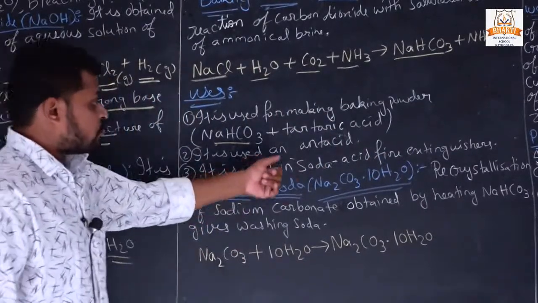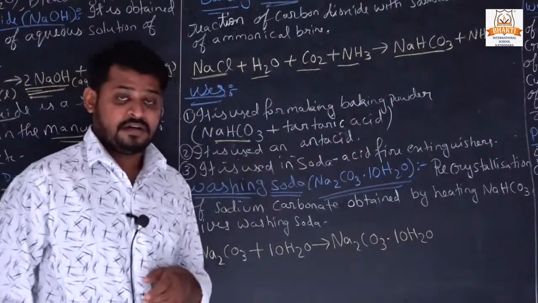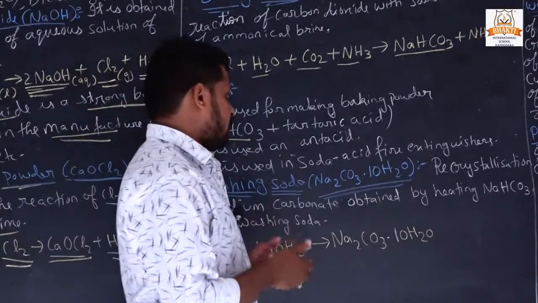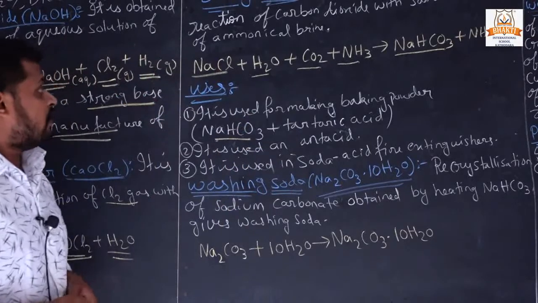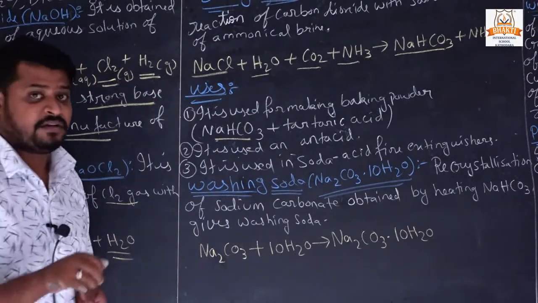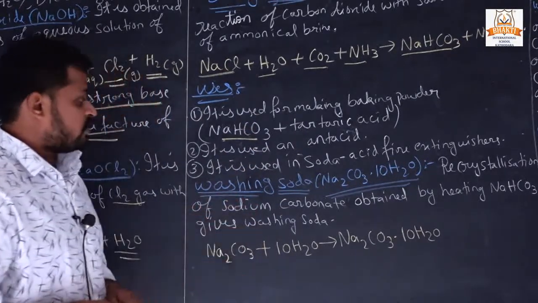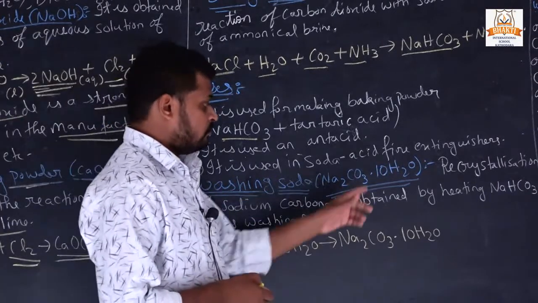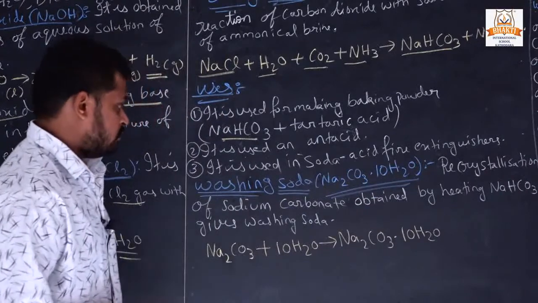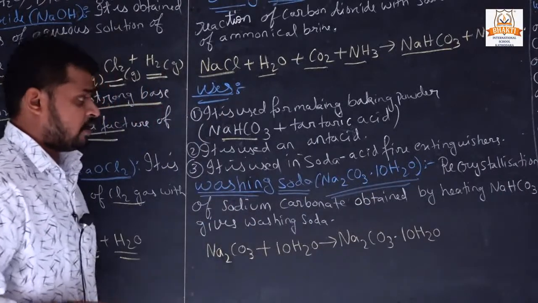It is used in soda acid fire extinguishers. A fire extinguisher that is made with soda acid also uses baking soda. Washing soda, Na2CO3.10H2O. This is the molecular formula of washing soda.